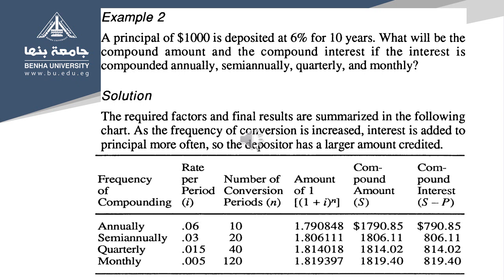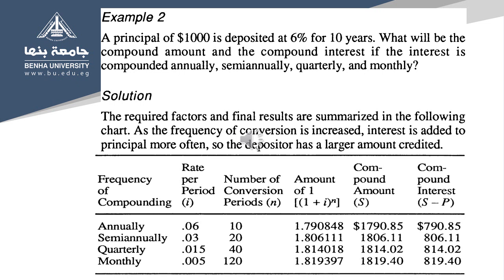Semi-annually, 6 must be divided by 2 equal 0.03, and the number of conversion periods 10 multiplied by 2 equal 20. You can also calculate your amount of 1 plus i to the power n and calculate the sum S equal P multiplied by 1 plus i to the power n, and you can calculate your S. Also, you can calculate your compound interest, the sum minus the present value or the principal.